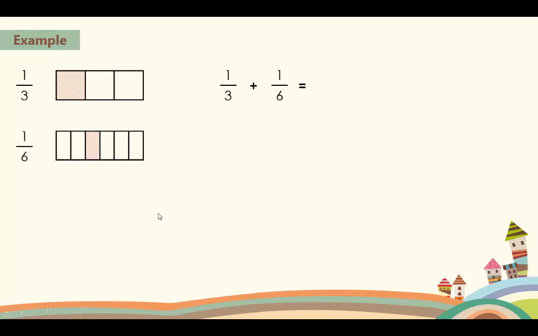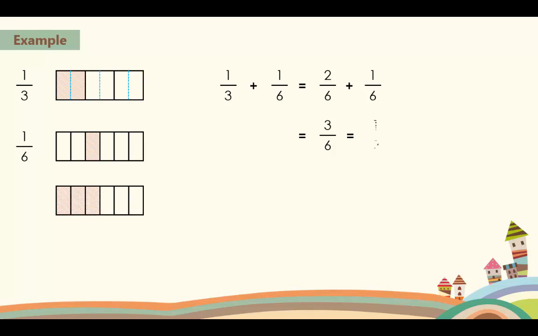So if I put 1/6 over 1/3, then there are 3 shaded parts of 6. So we write as a solution 1/3 plus 1/6 equals 2/6 plus 1/6 equals 3 over 6. And we can simplify 3 over 6 to 1/2. Let's see another example.